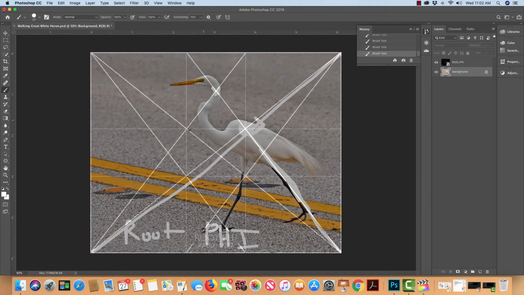And so we have the sinister diagonal that runs the opposite way, right? And then we have the reciprocal of that, which forms a 90-degree angle. And if you extend the other reciprocal out, that's how you get the intersection of these two. So this is the dynamic symmetry of the Great White Heron.